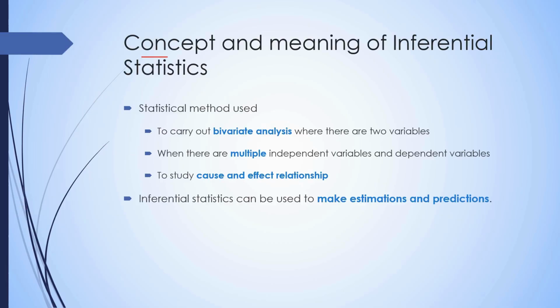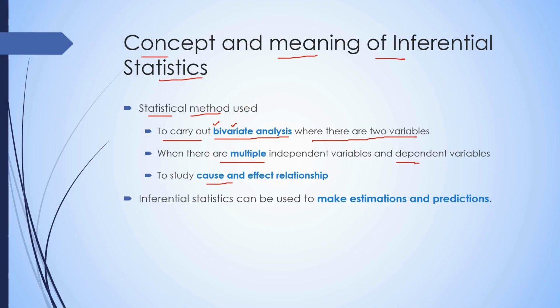Let's look at the concept and meaning of inferential statistics. Inferential statistics is a statistical method used to carry out bivariate analysis where there are two variables. Bivariate analysis, in the name itself we know bi is two, variate involves variables. So any analysis which involves two variables, we use inferential statistics. When there are multiple independent variables and dependent variables, if there are more than two independent and dependent variables, in that case also we use inferential statistics.